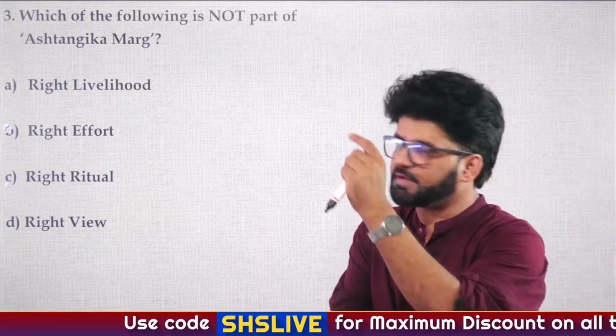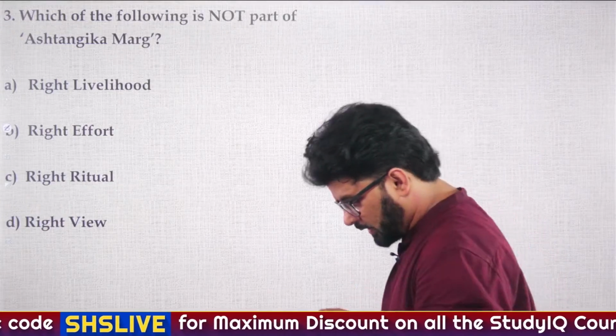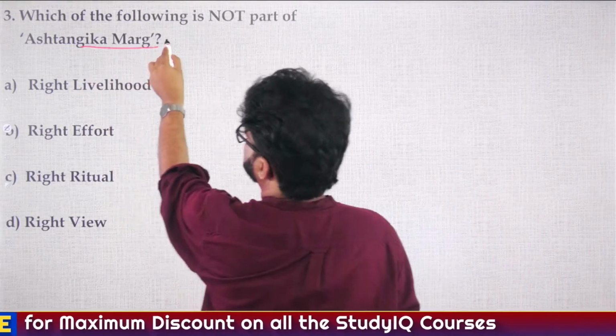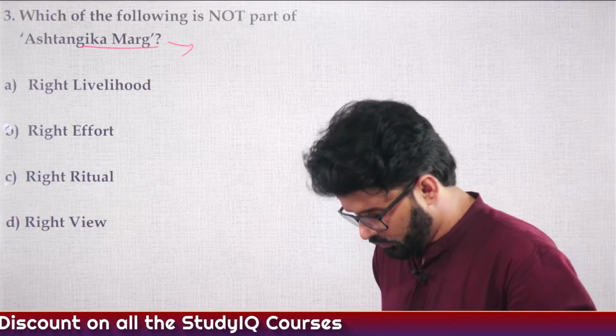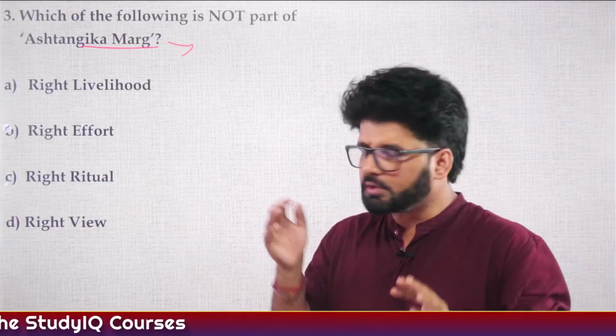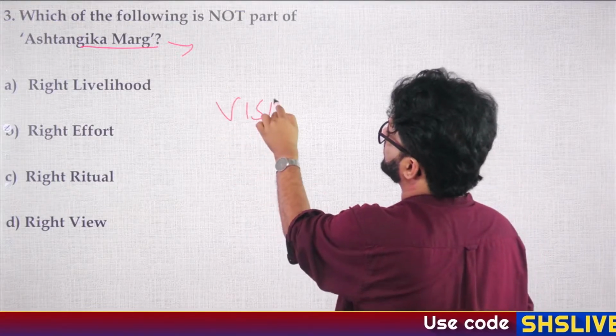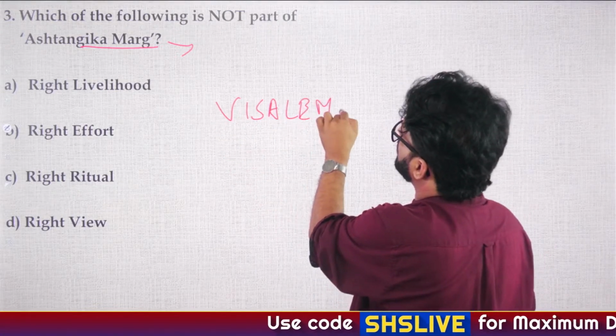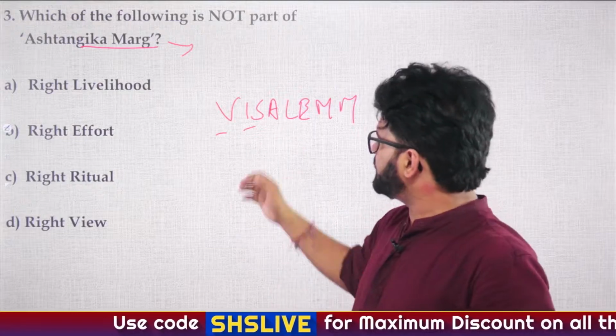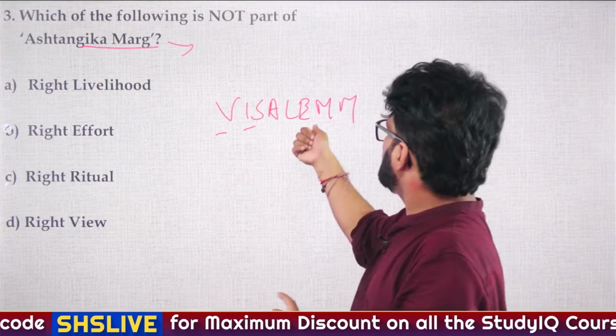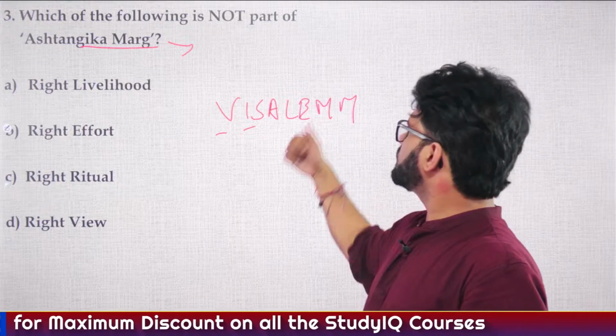Okay, Dark has given the answer. Ashtangika Marg, the eightfold path. We have discussed this in Buddhism. If you don't know it, just go and revise it. The mnemonic was visa lame. How will you remember the eightfold path? Right view, right intention, right speech, right action, right livelihood, right effort, right mindfulness, right meditation, or right concentration.